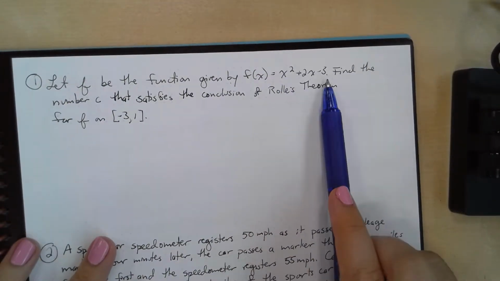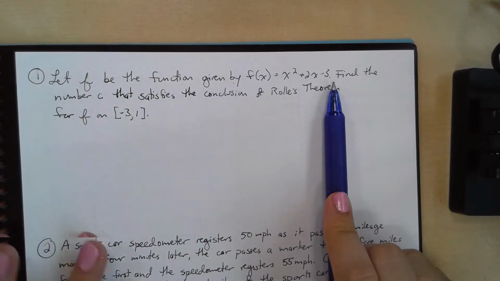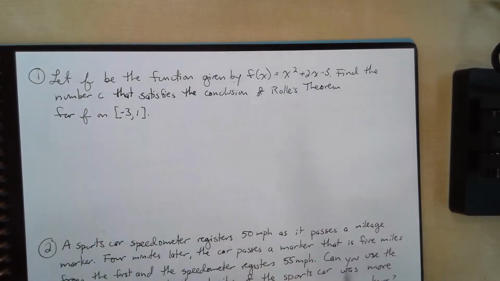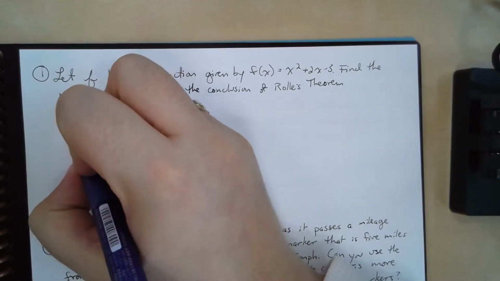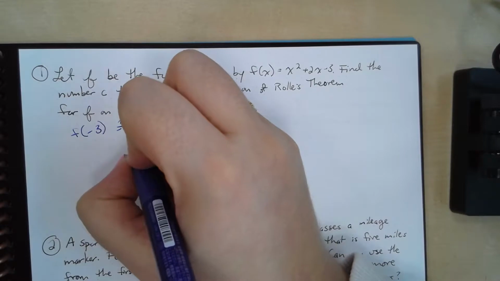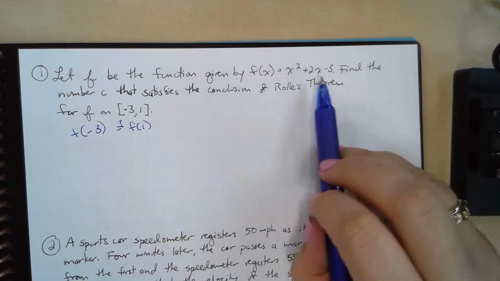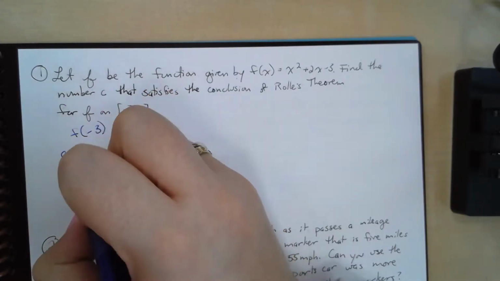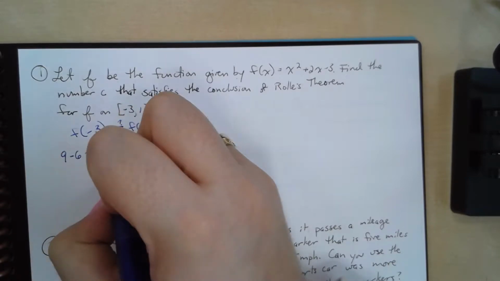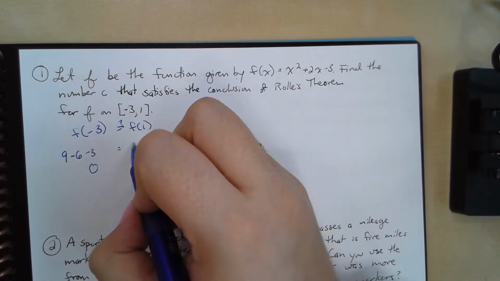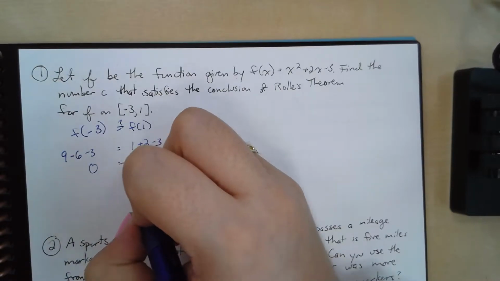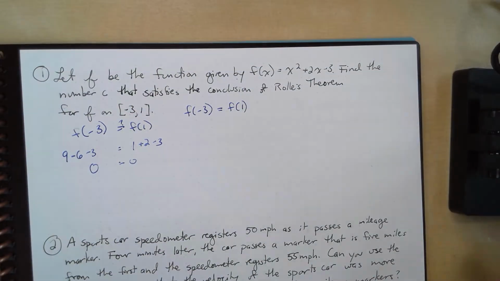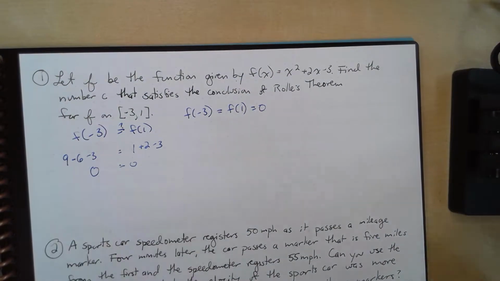So is this function continuous? Well, it's just a parabola, so yes, that's continuous. And is it differentiable? Yes, that's differentiable. Those first two things are satisfied. Then we have to determine, is f of -3 equal to f of 1? Well, f of -3 is 9 minus 6 minus 3, which equals 0. And f of 1 is 1 plus 2 minus 3, which equals 0. So f of -3 is equal to f of 1, they both equal 0. Great, we know that works.